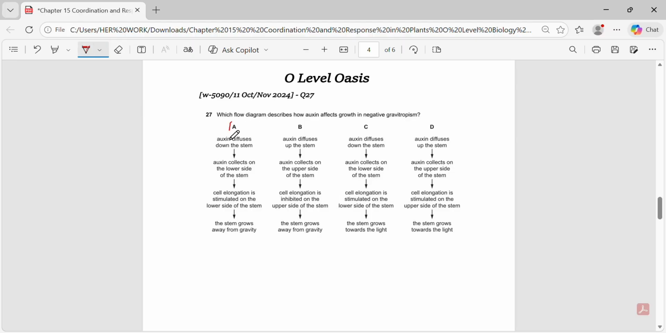Therefore, option A is the correct answer because in negative gravitropism, shown by shoots, auxin moves down the stem and accumulates on the lower side due to gravity. In shoots, auxin stimulates cell elongation, so the lower side grows faster. This unequal growth causes the stem to bend and grow away from gravity.